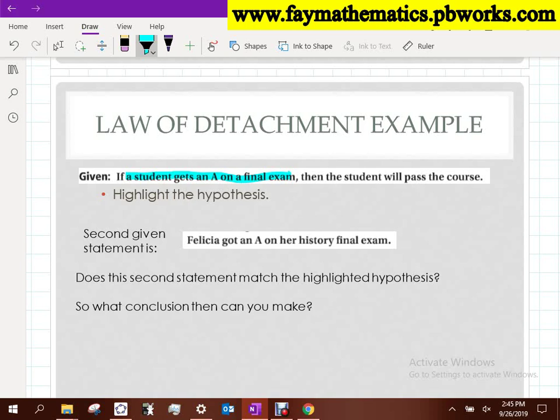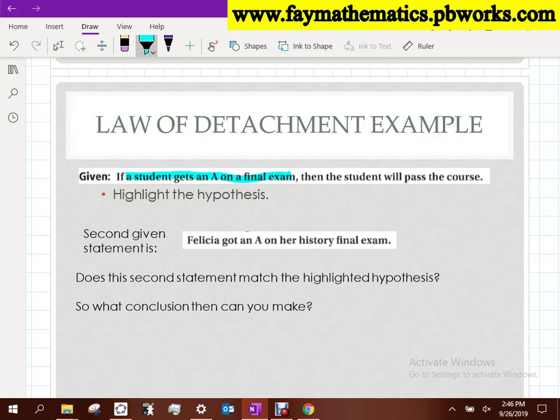Okay? So if those two ideas match, then you can make an argument about Felicia. What's the argument you're going to make about Felicia? She passed the course. Okay? That's hopefully to you common sense. Okay? And that you realize that you've done this before.